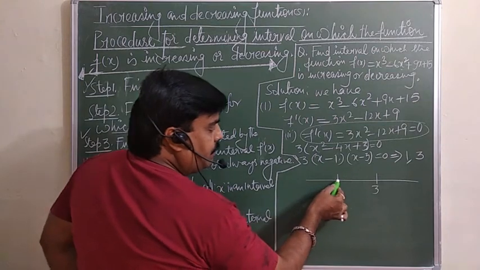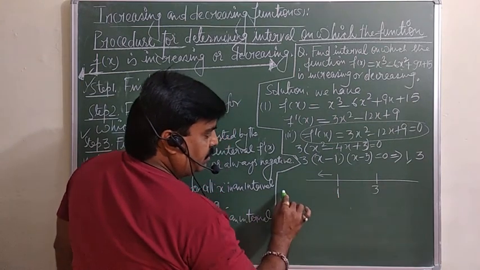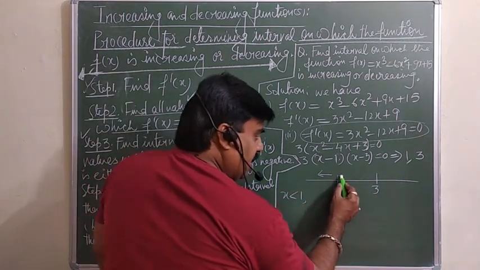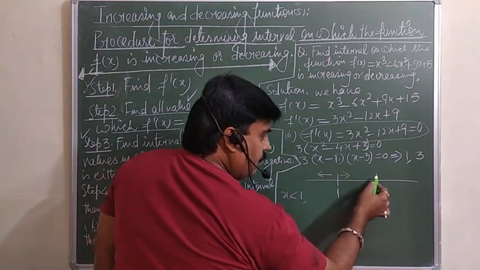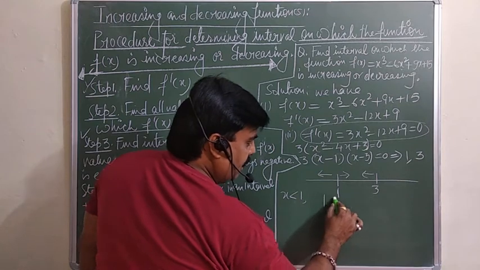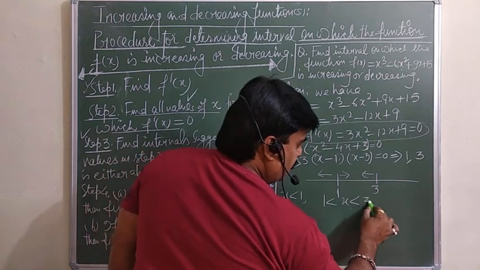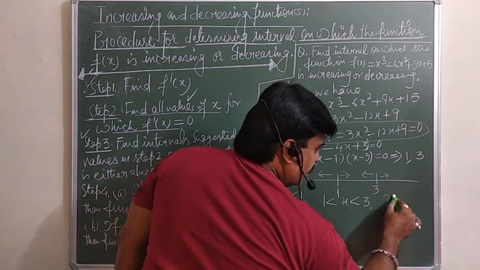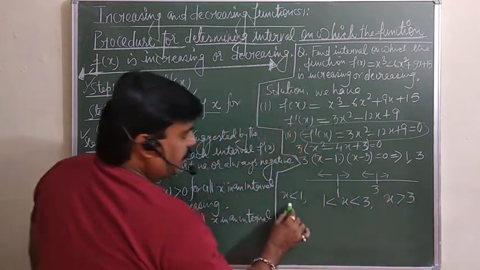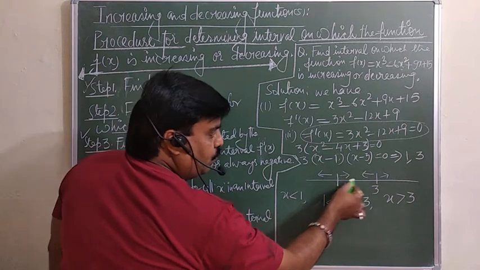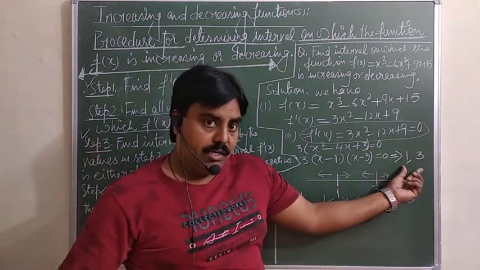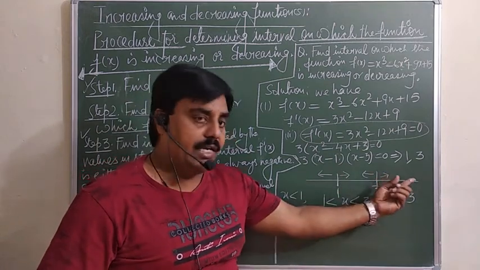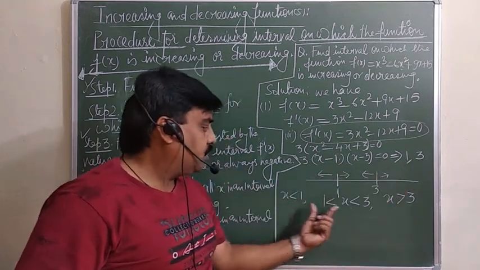See, the intervals will come: in the first case, x is less than 1. In the second case, x greater than 1 but less than 3, so 1 < x < 3. This is your second interval. And third is x is greater than 3. So you are getting these three intervals. जो भी points आ रहे हैं, the interval is smaller than the point, then greater, then smaller, then greater. So if there are 2 points, you will get 3 intervals.